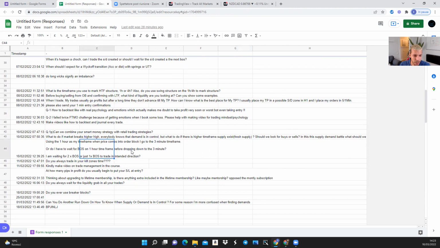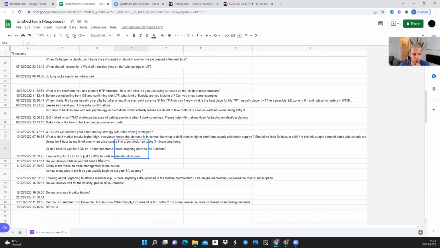Using the 1 hour as my time frame of reference, when price comes into the order block, I go to 3 minutes time frame. Okay. Or do I have to wait for break structure on 1 hour? No, I will say you look for direction on the 1 hour, then you look for point of interest in 1 hour. When you reach your point of interest, you go on the 3 minutes that works best, and you wait for the 3 minutes to align with your 1 hour opinion, basically.